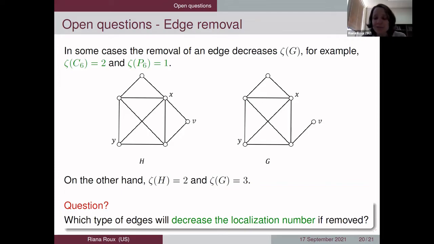So then we have to ask ourselves, when or what do these edges look like? Can I find a characterization for edges which will always decrease the localization number or increase it, and so forth? We don't have to stay with edge removal. We can do edge addition and see what happens to the graph parameter if we add edges. Vertex removal, see what happens then. It will all be really interesting to see what comes out of this.